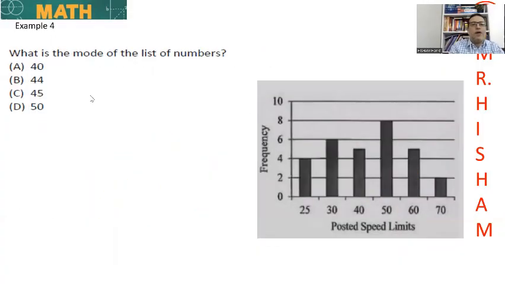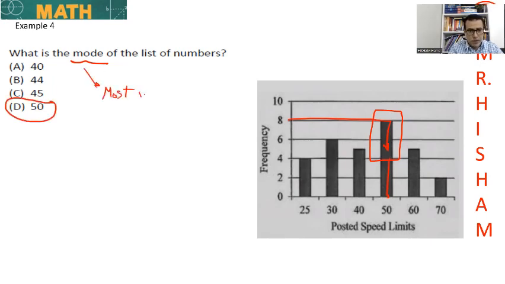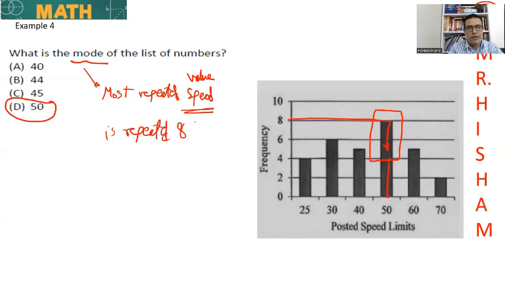Example 4, how I can find the mode of this frequency table graph in front of you. As we can see, the most repeated value is 8, with speed 50. So the mode is the most repeated value. Let me write it for you. Most repeated speed here, or value, and because 50 is repeated 8 times.